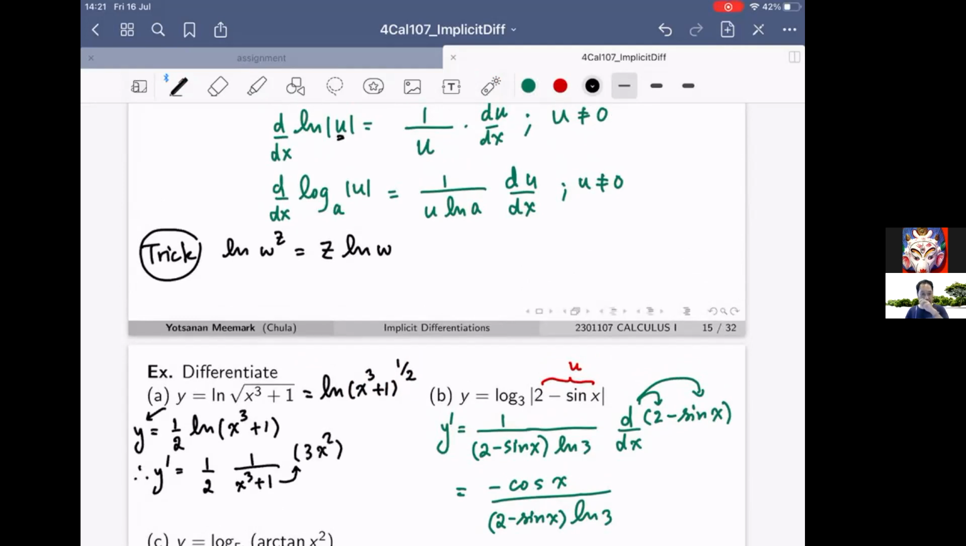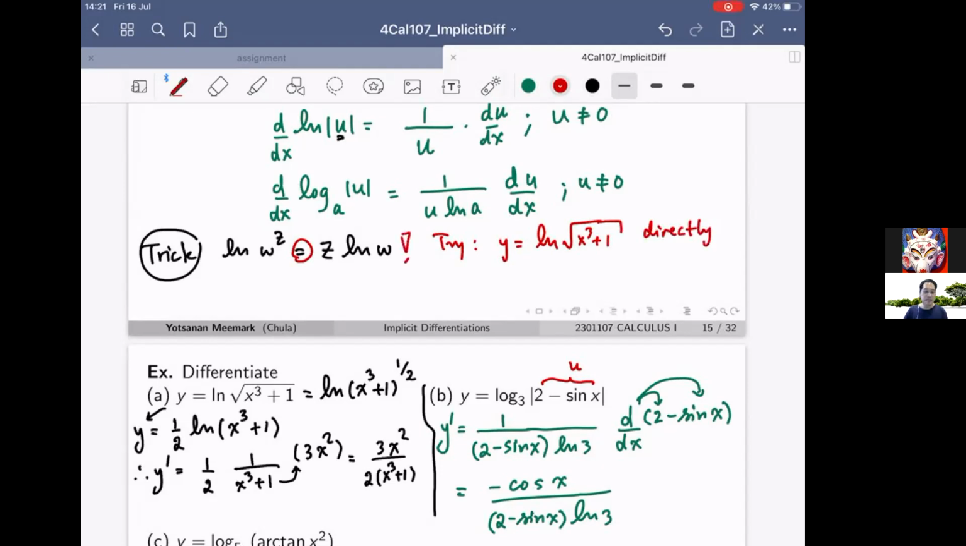Again, it is multiplication. As a fraction, when you multiply, you need to multiply on top. So here we have 3x squared over 2 times x cubed plus 1. You may try by yourself: if you do this directly without using this property, you try it directly, and then you will see why we should use this property.